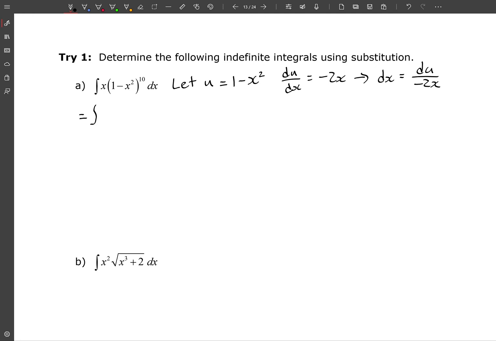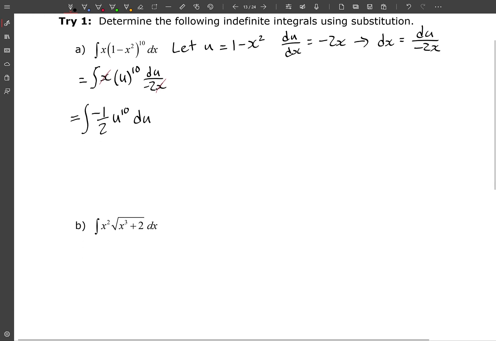So this is now equal to x times u to the power of 10, and my dx gets replaced with du over negative 2x. All right, x cancels with this x. That's delightful. What I'm left with is negative 1/2 u to the power of 10. Should probably still have an integral sign there. Du. This we know how to do. This becomes negative 1/2 u to the power of 11 over 11.